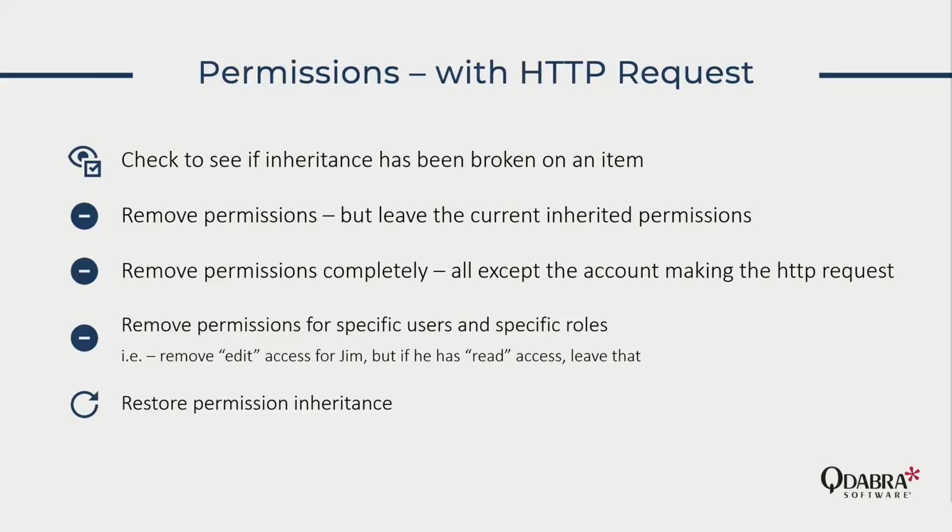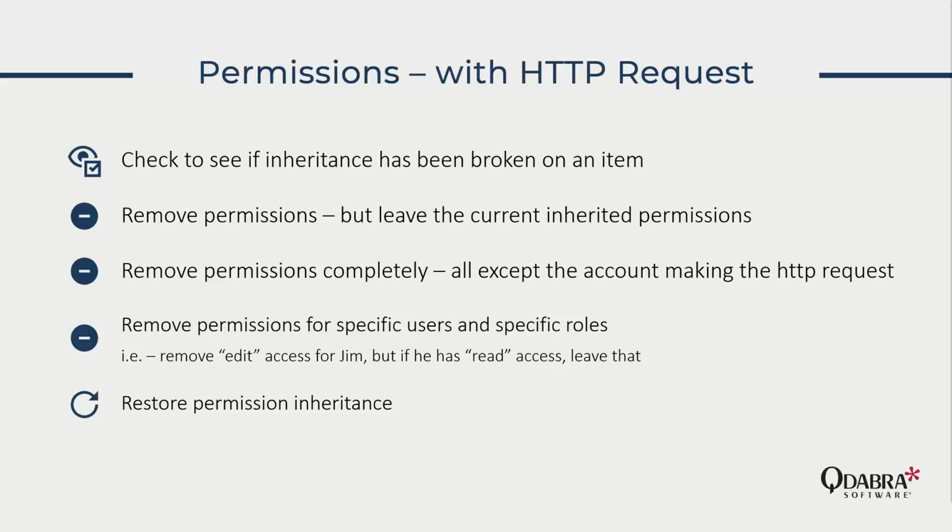With the HTTP request, you can check and see if inheritance has already been broken on an item. Perhaps there's things you don't want to do unless it's already been broken. You can remove permissions, but leave the inherited permissions, much like grant access does, except for grant access, you have to add permissions for somebody. You can remove permissions completely, except for the account making the request. Okay, so my account is used for the HTTP request action in the flow. Therefore, my account will have full control over the item once I execute this REST call.